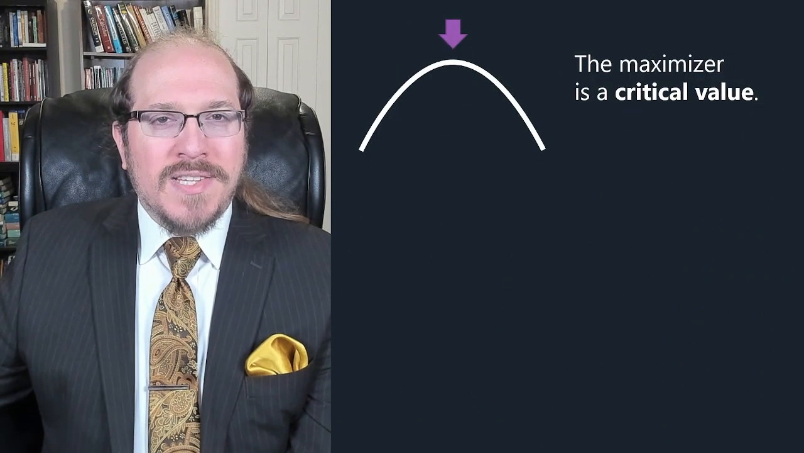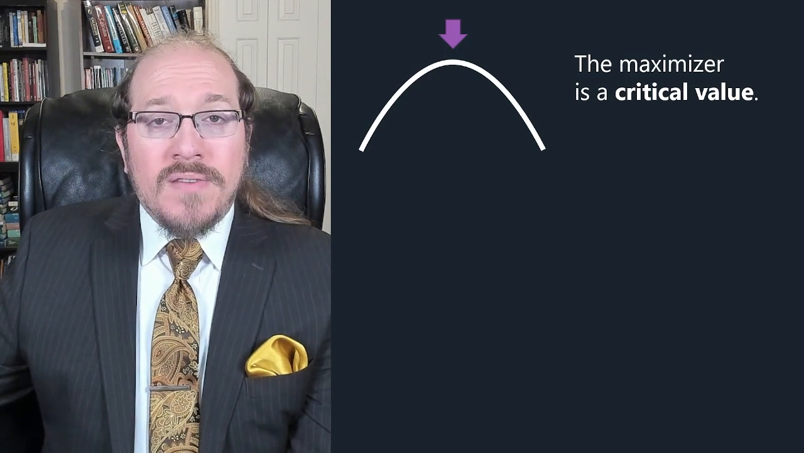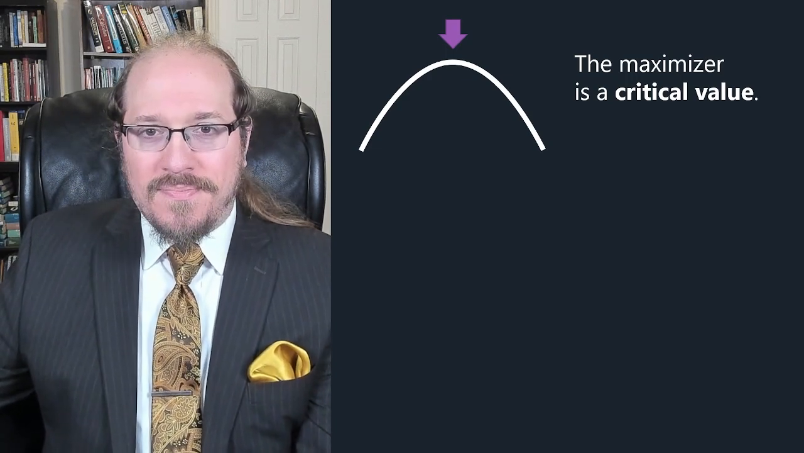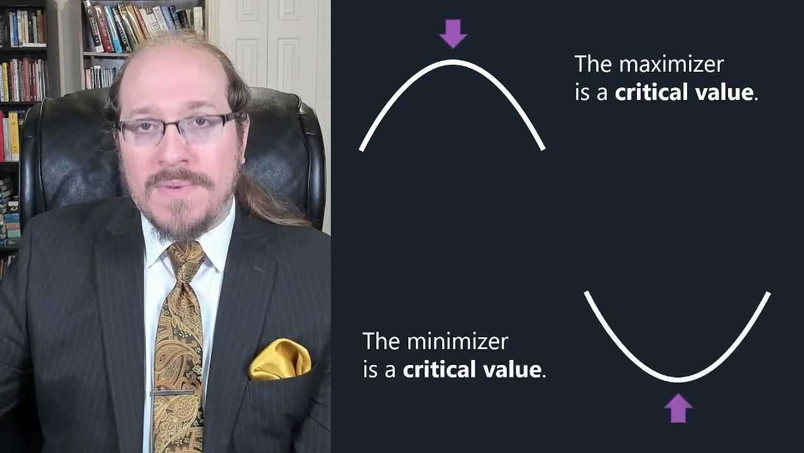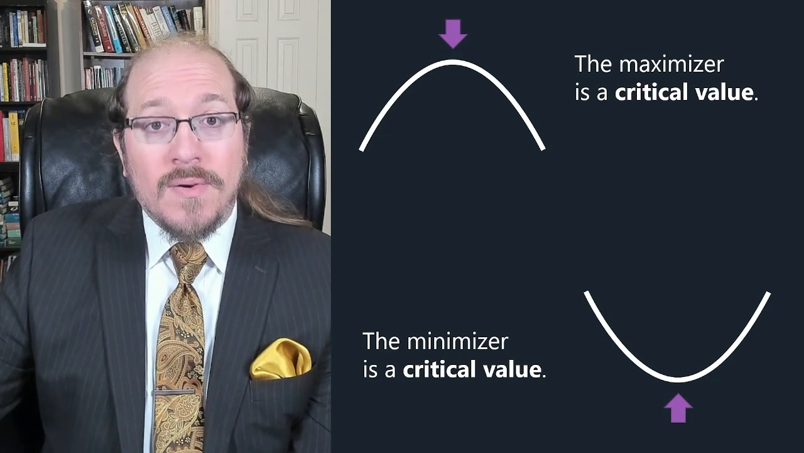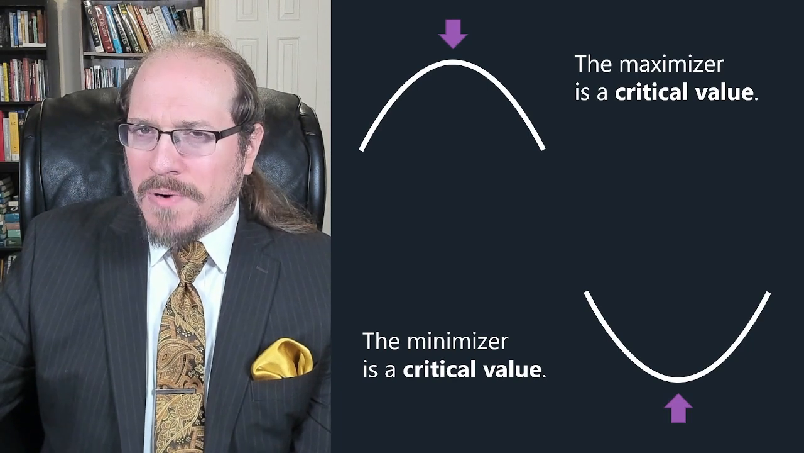So we found that the maximizer of our function happened at a critical point, an input for which the derivative is 0 or sometimes undefined. The same is true if you're looking for where a function has a local minimum. The minimizer will also always be at a critical value of the function. Actually, that brings up a potential problem.